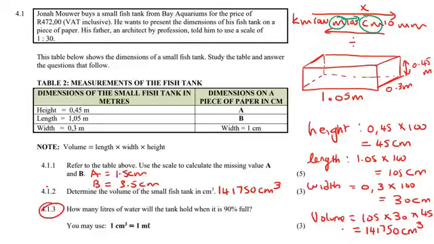This question says, how many liters of water will the tank hold if it is 90% full? Oh, that's important. You may use 1 centimeter cubed can hold 1 milliliter. Okay, so we know that the tank measures this many centimeters. So they've told us that 1 centimeter cubed is the same as 1 milliliter. But this is how many centimeter cubes we have. So then we can say 141,750 centimeters cubed will be the same, because 1 is equal to 1. So that's how many milliliters we would have, 141,750 milliliters.